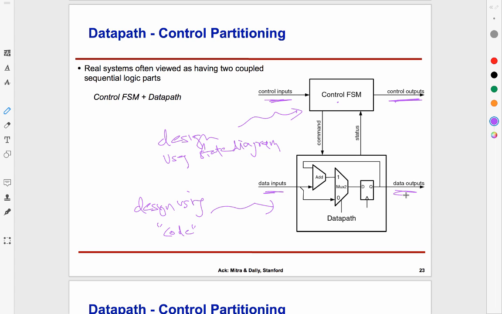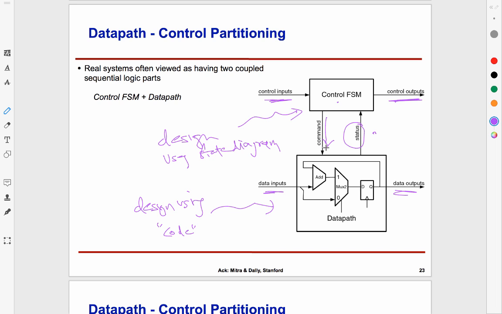There will be some status signals going from the data path to the controller, telling it what is happening in the data path. Is there an overflow? Did the number underflow? Did something get done? Things like that. And the controller is going to be sending signals to the data path saying, at that clock tick, what should be the setting for a multiplexer? Should the add/sub be doing addition or subtraction? Things like that. So basically sending signals which help configure the data path.